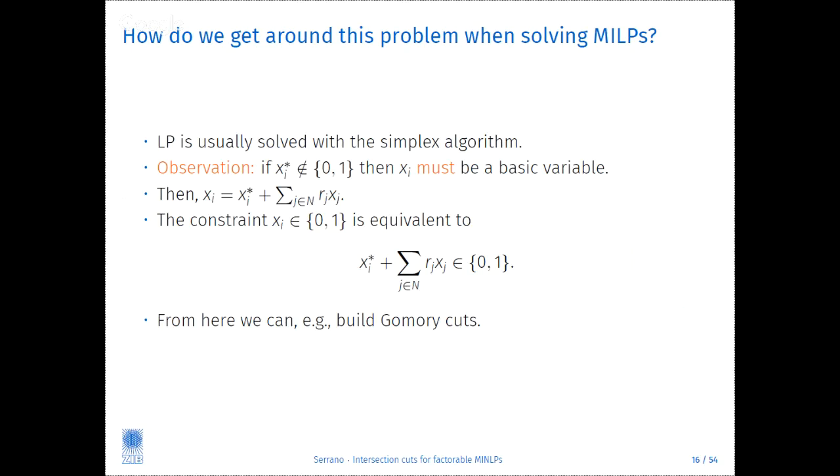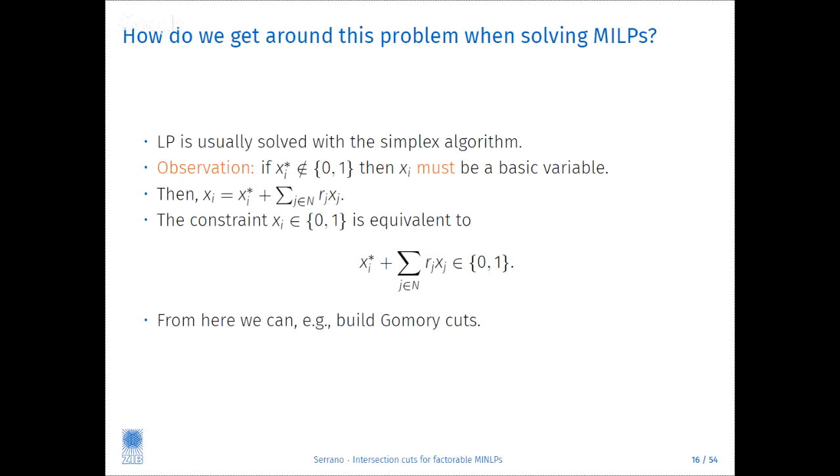So then, like this, sorry. So then the constraint that xi has to be in {0, 1} is equivalent to the constraint that this expression has to be between 0 and 1. And from there, people build Gomory cuts or whatever. Okay?